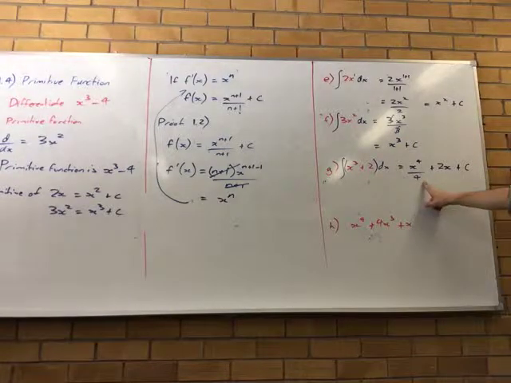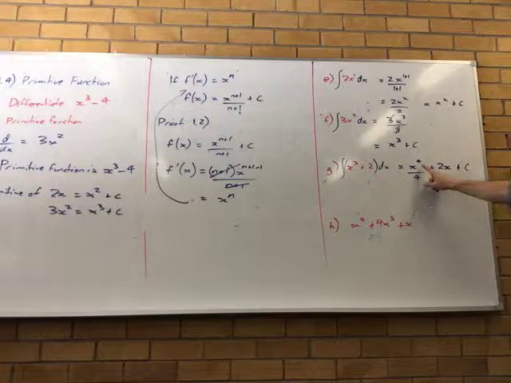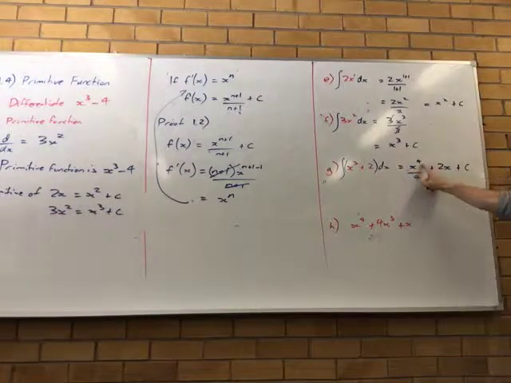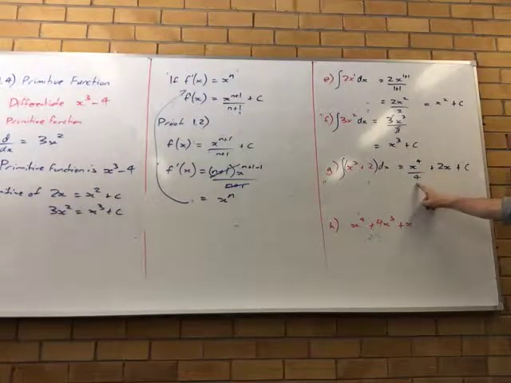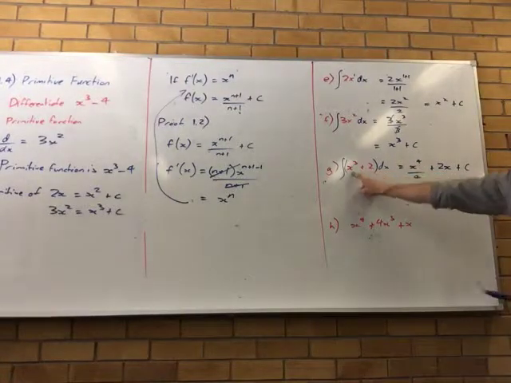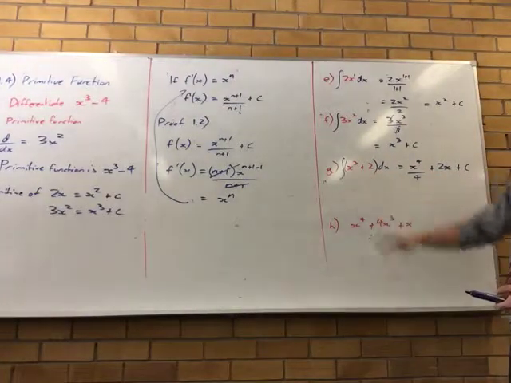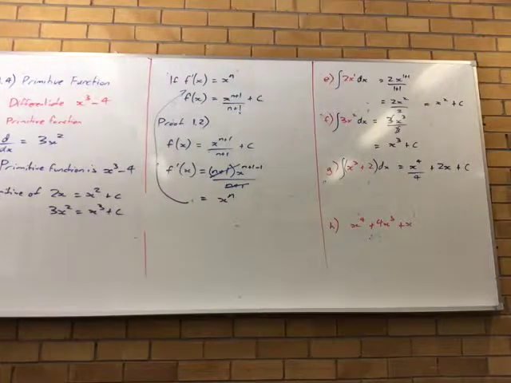Okay, and that's why often when you integrate you're going to have a fraction, because if you differentiate this, it will be 4x to the power of 3 over 4. 4 divided by 4 is 1, so you have x to the power of 3. Okay, that's why that works.